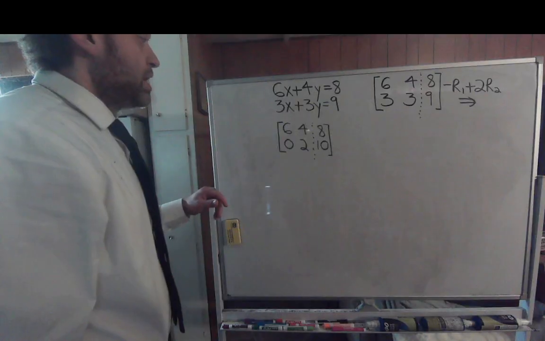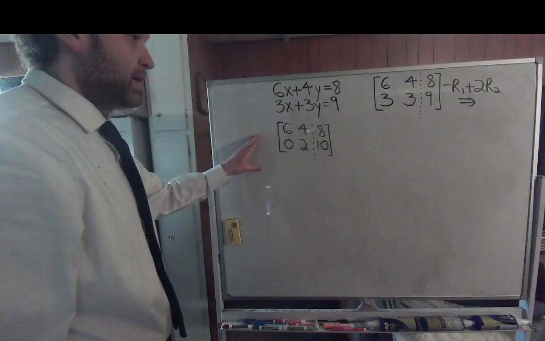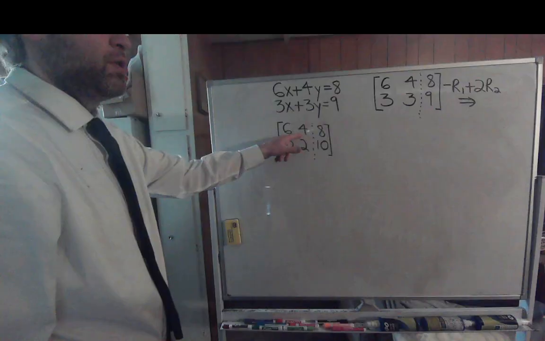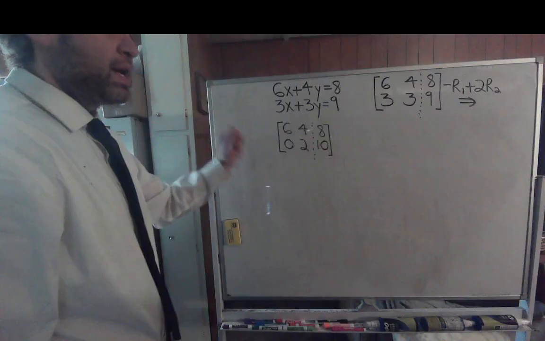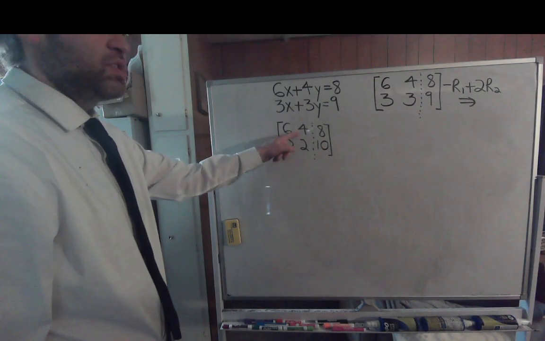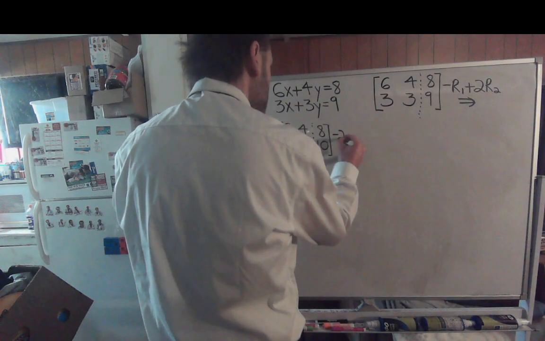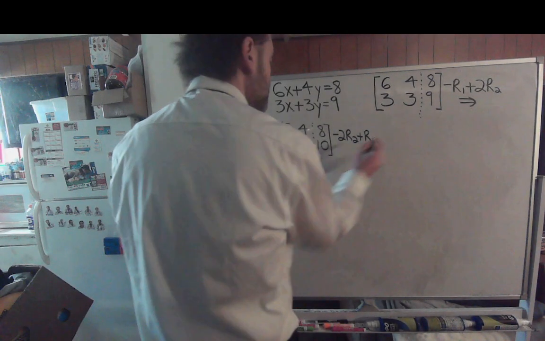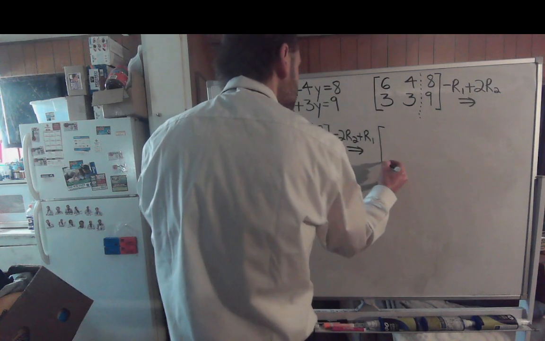Now, the next goal we have here is to make the second digit in the first row also become 0. We'll reduce all this in a minute, but what I can do to make that second digit in the first row 0 is take negative 2 times row 2 and add that to row 1. And then the second digit in the first row will become 0. So let's go ahead and do that.